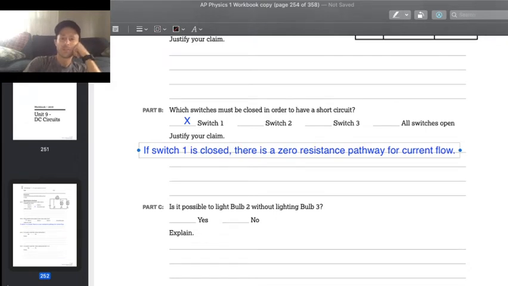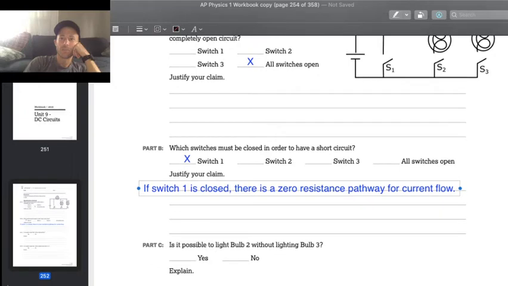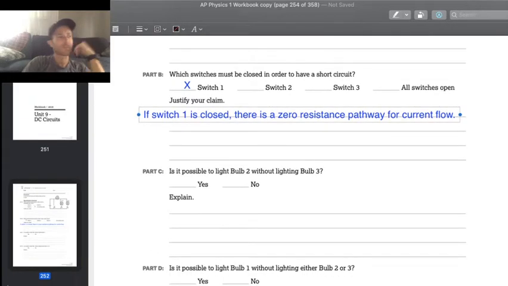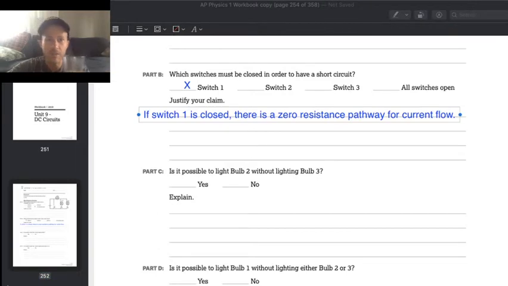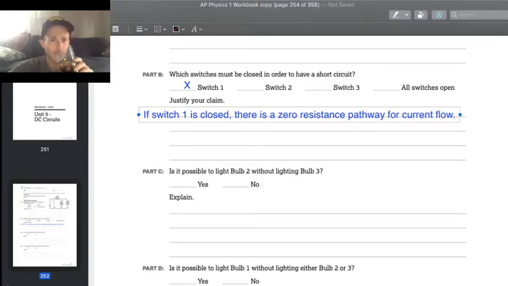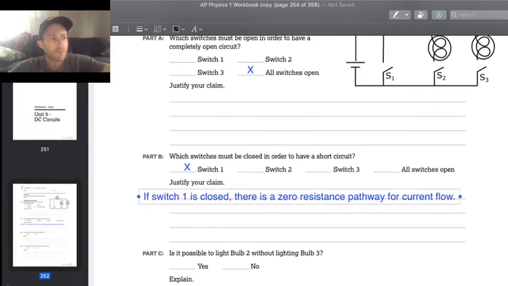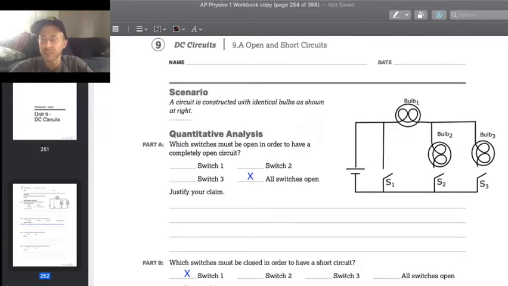Is it possible to light bulb 2 without lighting bulb 3? I would say that the answer is yes. Quite obviously the answer is yes. If you want to light bulb 2 without bulb 3, as long as switch 3 is open, no current can go through bulb 3. If switch 2 is closed, then current can flow through bulb 2. So what we want to do is close switch 2 but leave switch 3 open.